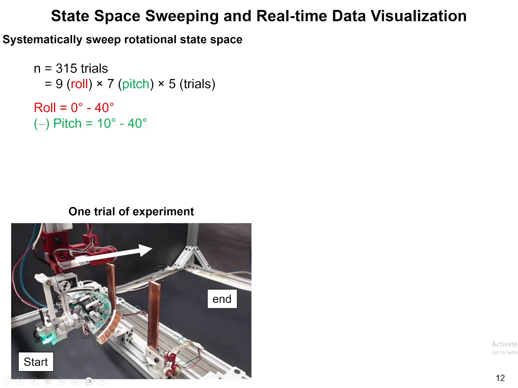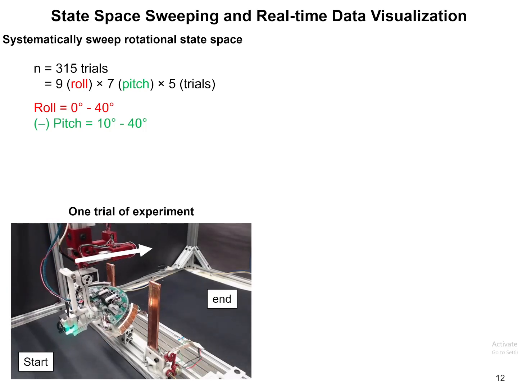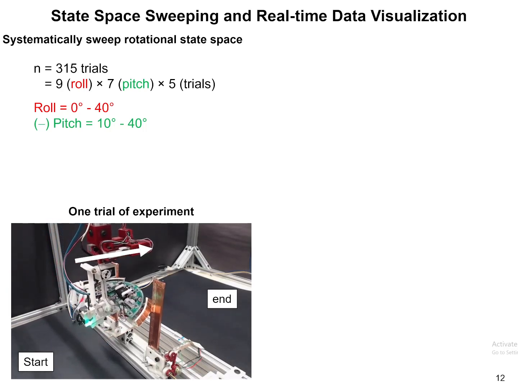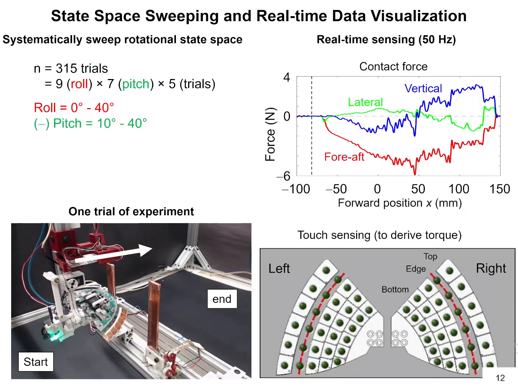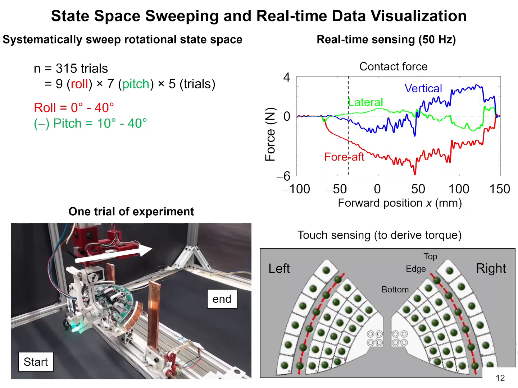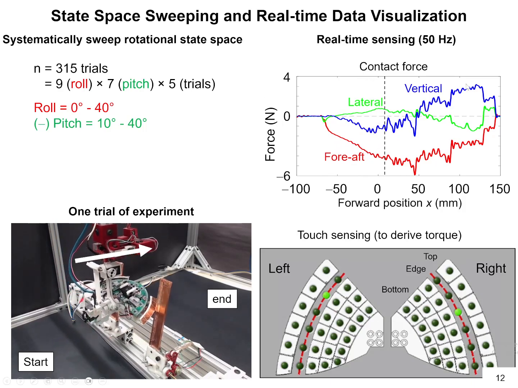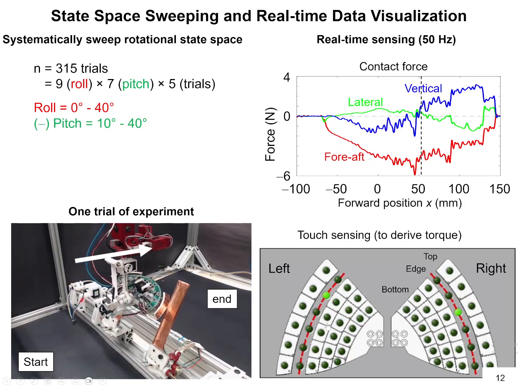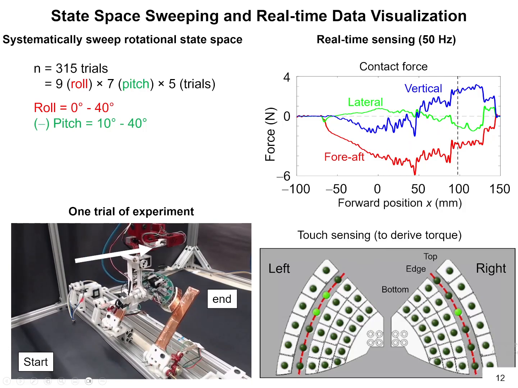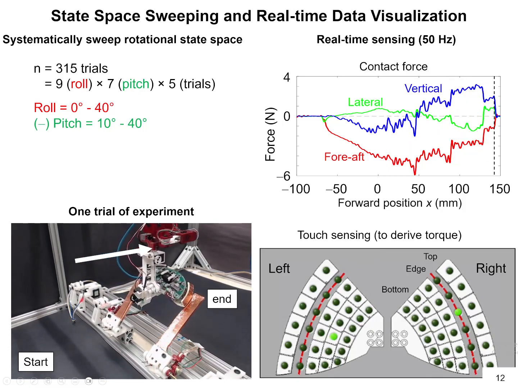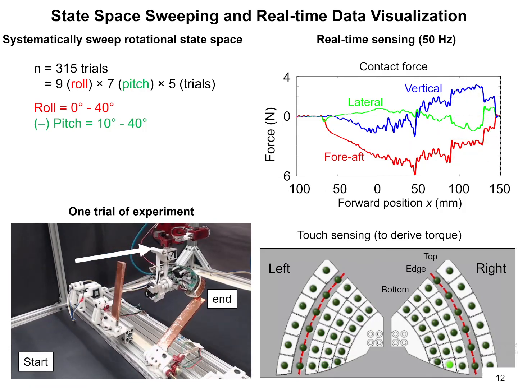In each trial, the robot was fixed to a certain rotation and propelled forward at a constant speed. Here, the robot was sensing the contact force in the fore-aft, lateral, and vertical directions, and contact positions with the beams on the left and the right side of the robot surface, and calculating the resulting torque in real time.